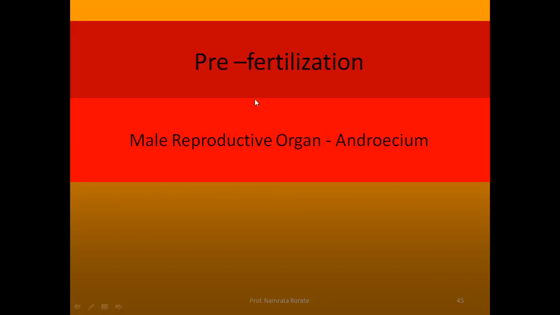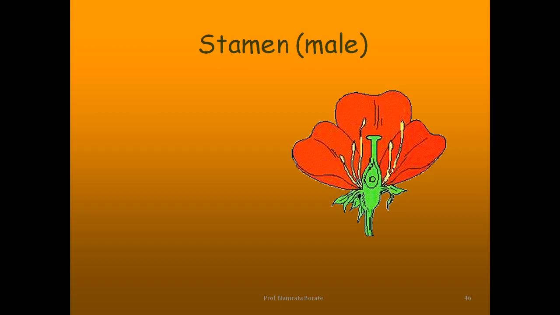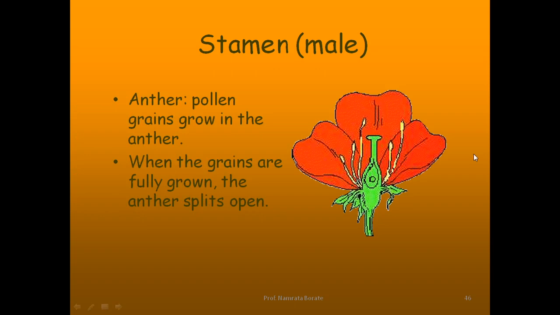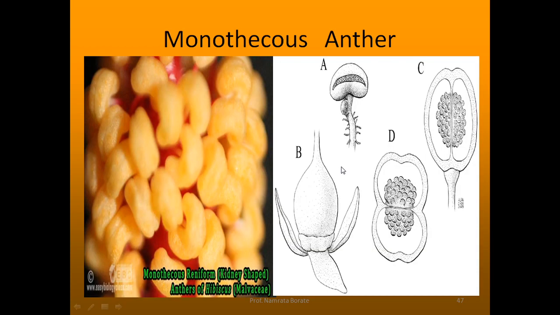In pre-fertilization, the first point we discuss is the male reproductive organ. The male reproductive whorl of the flower is called the androecium. The individual member of the androecium is called the stamen. A stamen consists of three parts: first the anther, second the filament and third the connective. So let's start with the first one, the structure of the anther.